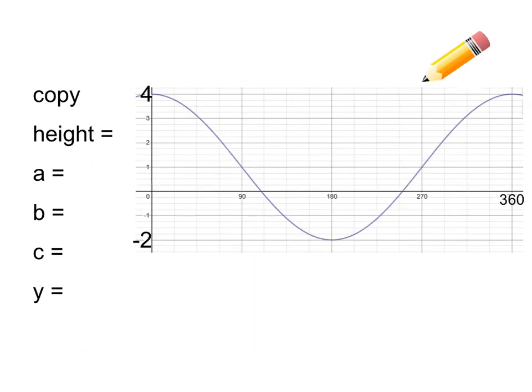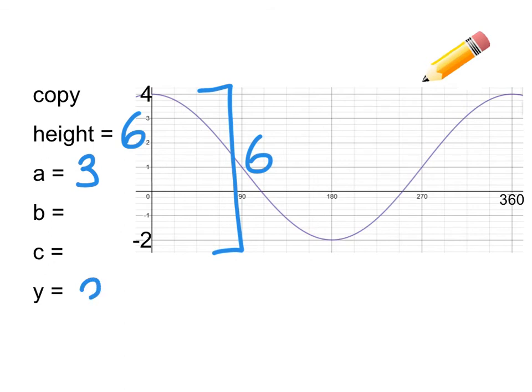So I've got a graph here, and hopefully it's got that lovely valley shape, so it's a cos graph we're looking at. So the height of the graph, how far is it from 4 down to -2? That's a height of 6. So the height is 6. You half that to get your A value, which is 3. So at the moment we know this is a 3 cos graph.